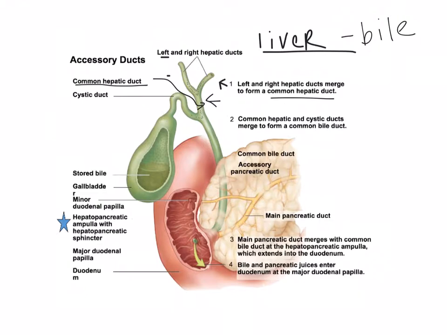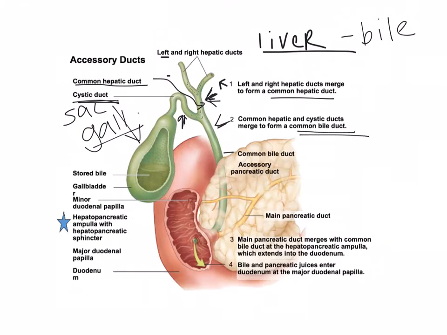Now, the common hepatic duct, which is right here, and this duct, which is called the cystic duct, come together and form this duct, which is called the common bile duct. The cystic duct comes from the gallbladder. Cyst is a sac, and the gallbladder is a sac. So the cystic duct is coming from the gallbladder. The cystic duct comes together with the common hepatic duct, and they form what's called the common bile duct.